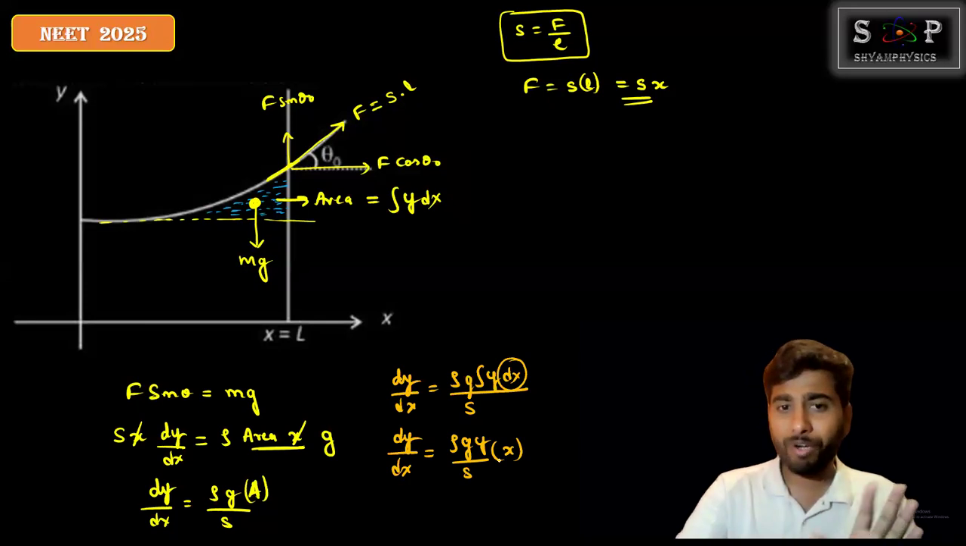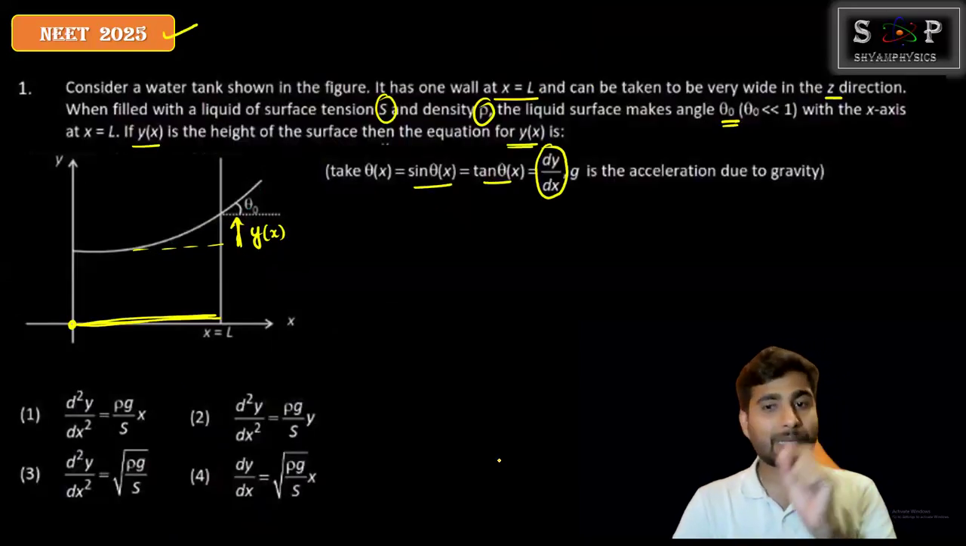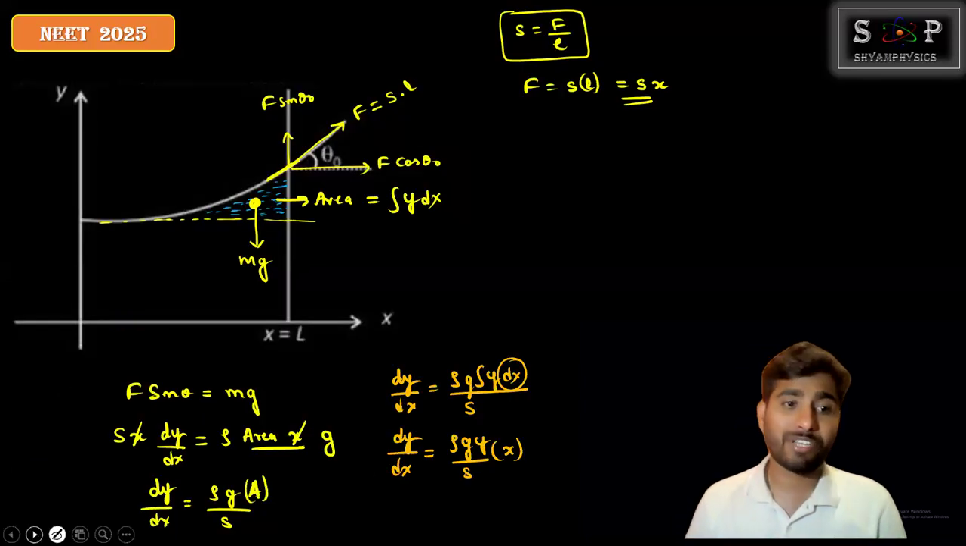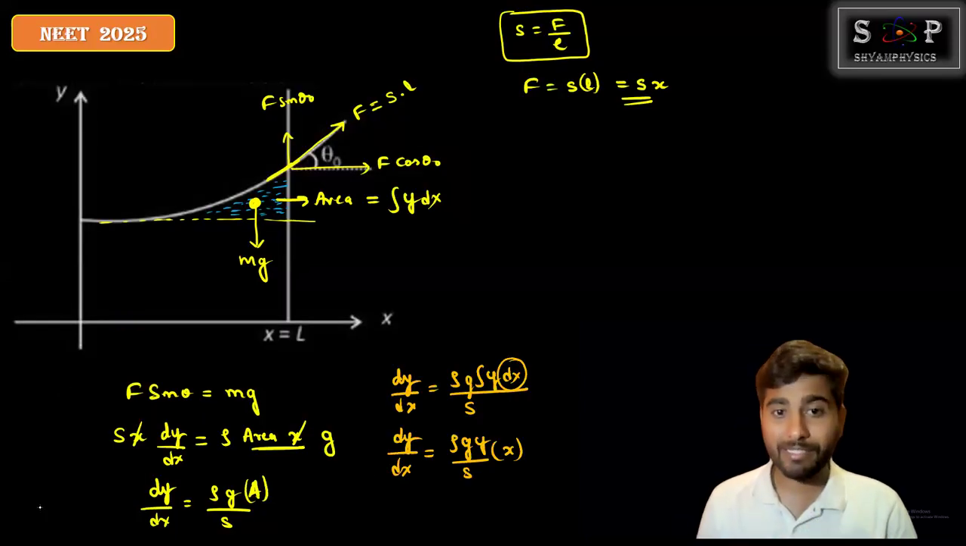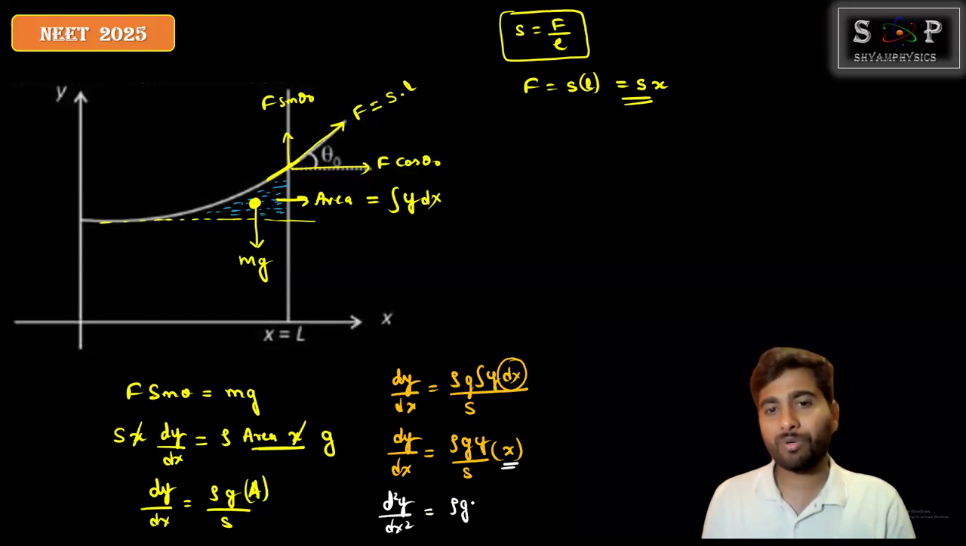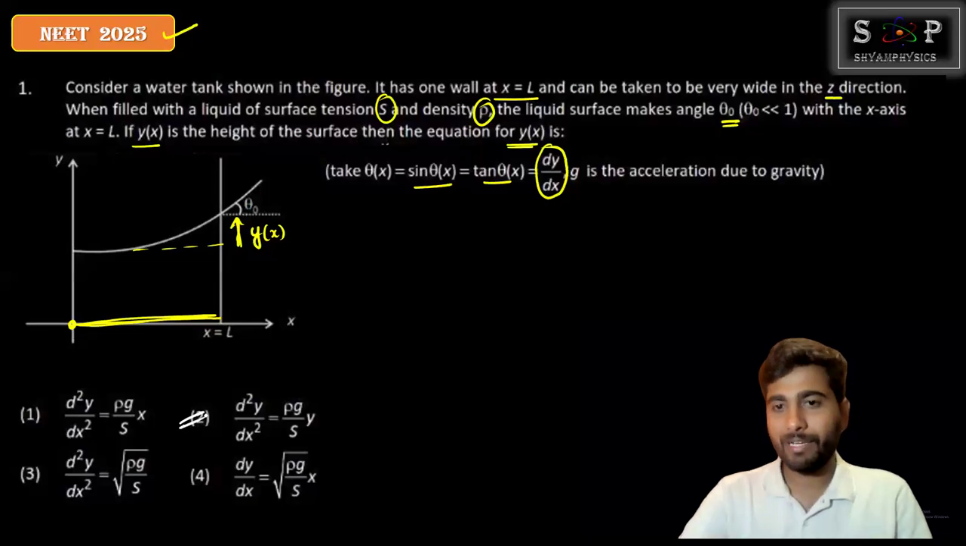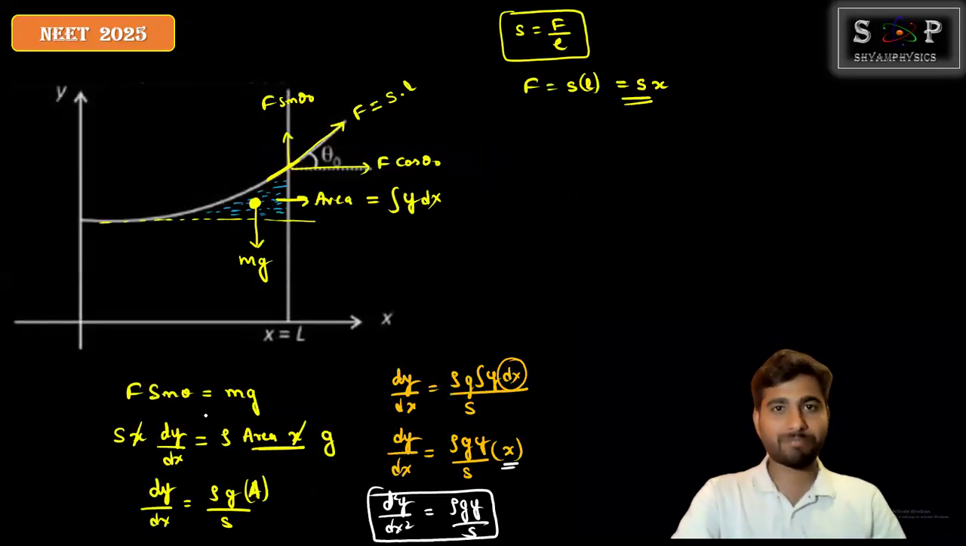But if you observe, in all the options it is in double differential form with respect to x. So if you differentiate this equation again with respect to x, you'll get d2y by dx square equals rho g y by S. This is your answer. Correct now? So the correct option will be 2. Okay, we'll move to the next question.